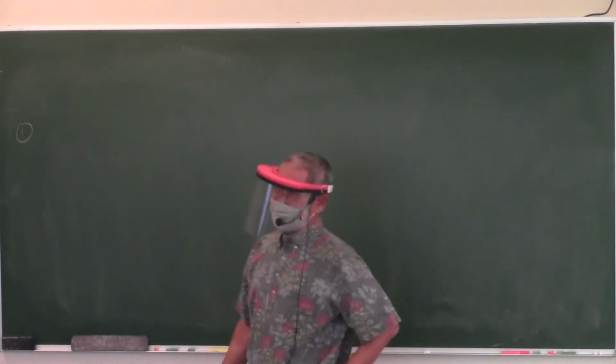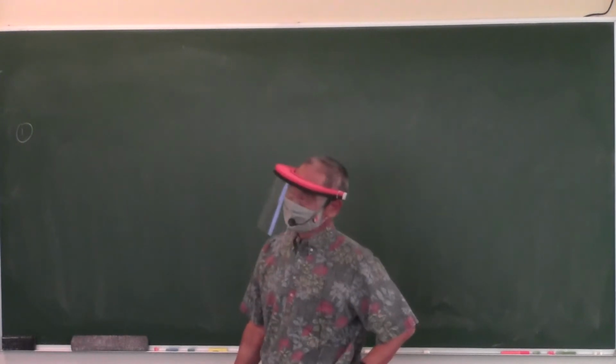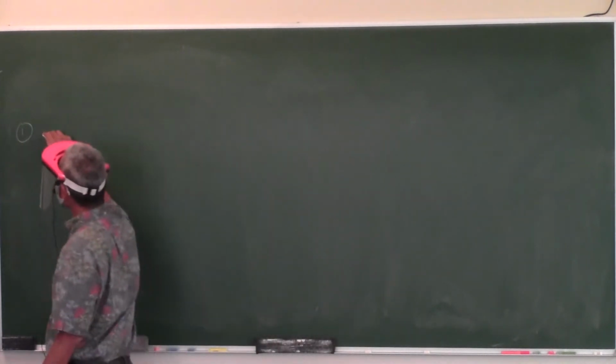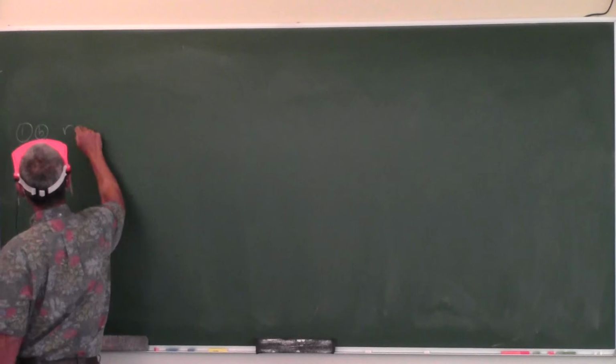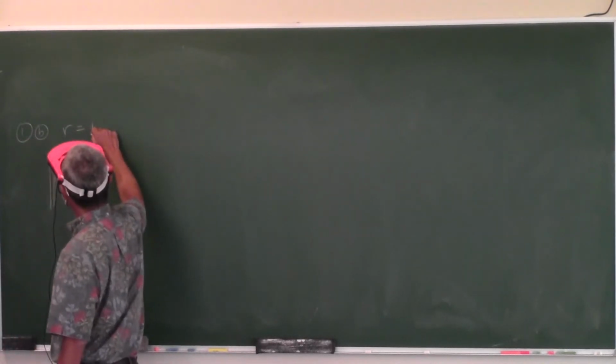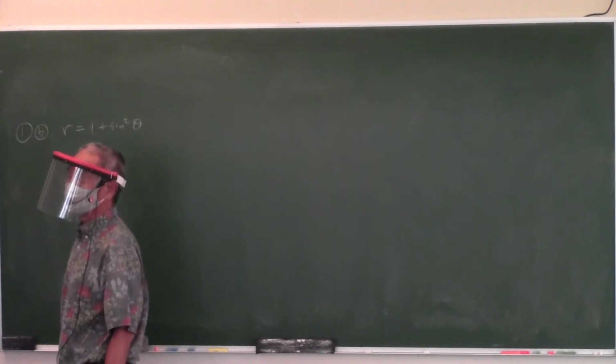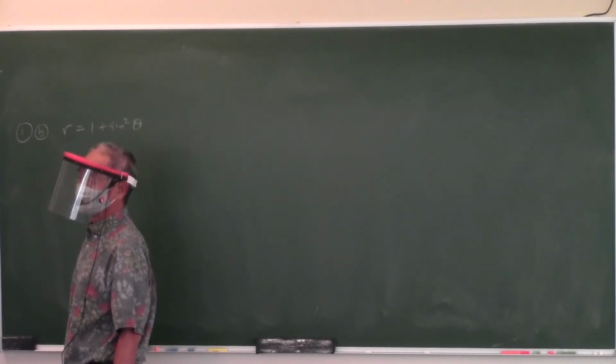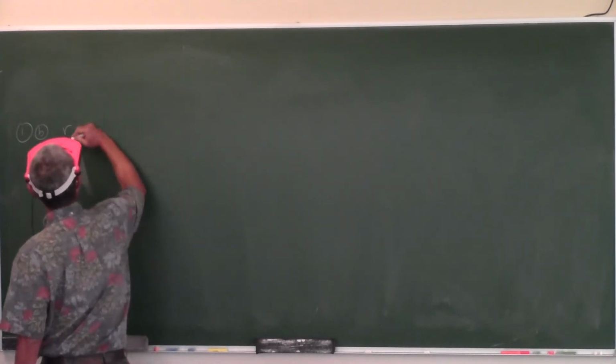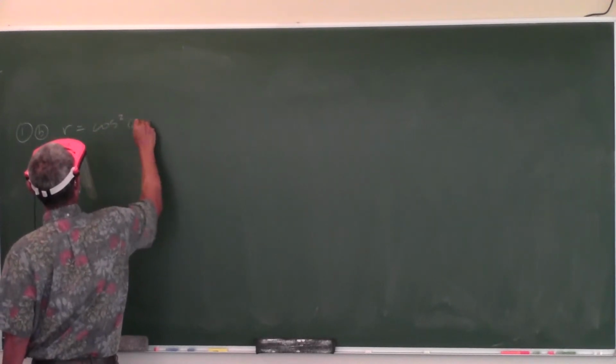Which one looks interesting? Okay, let's do B. R equals 1 plus sine squared theta. Or maybe we should do number 1. Yeah, let's do number 1. Cosine squared theta.